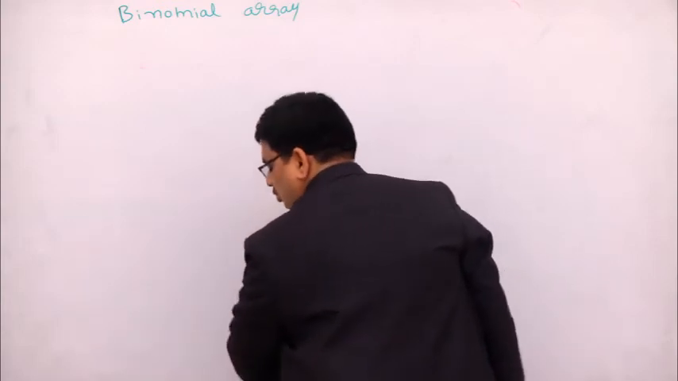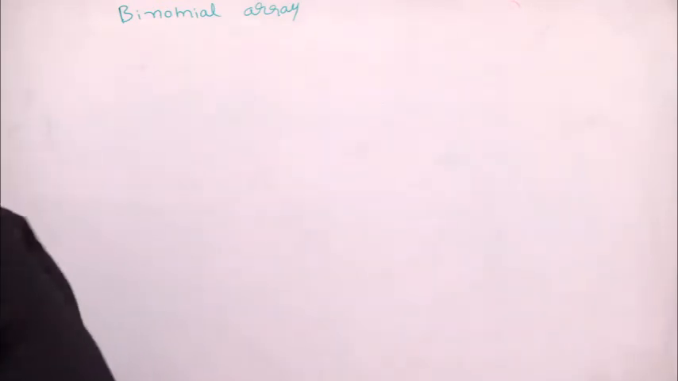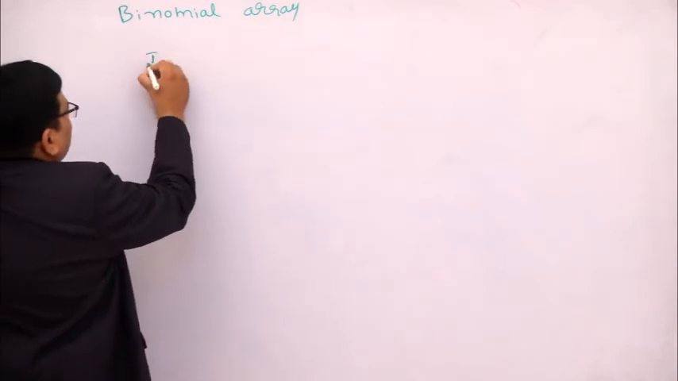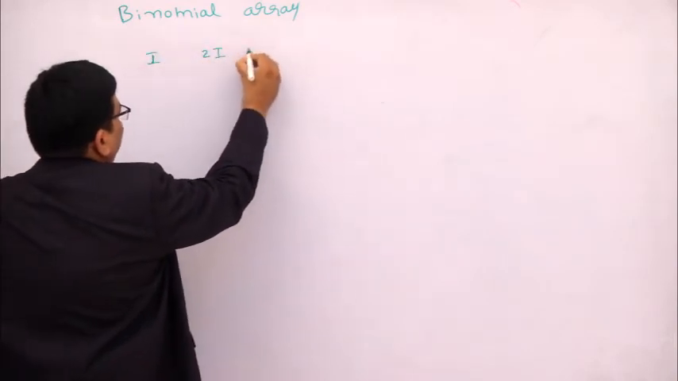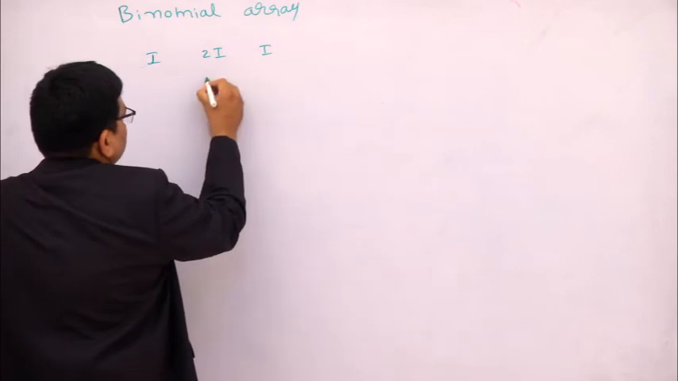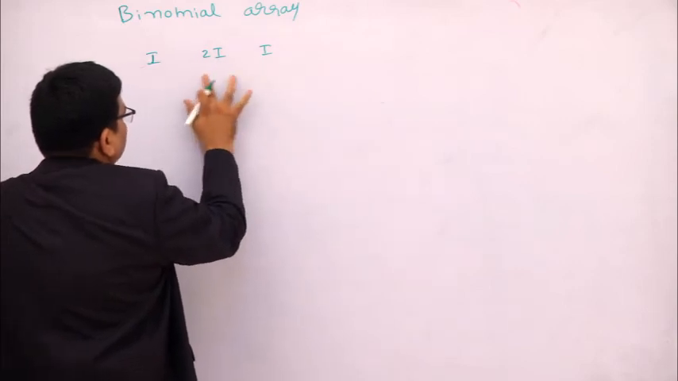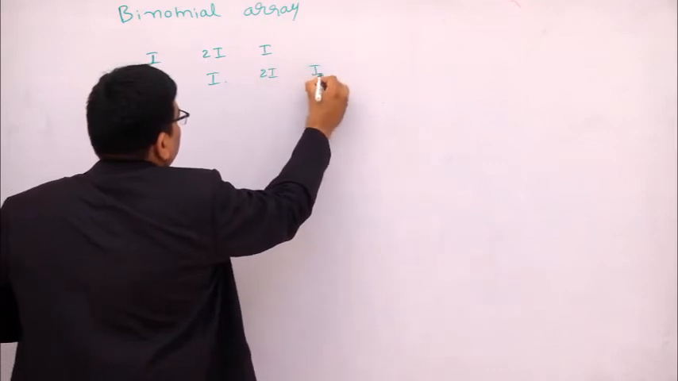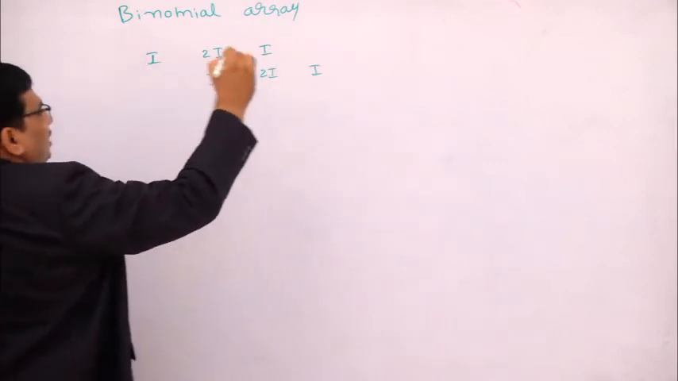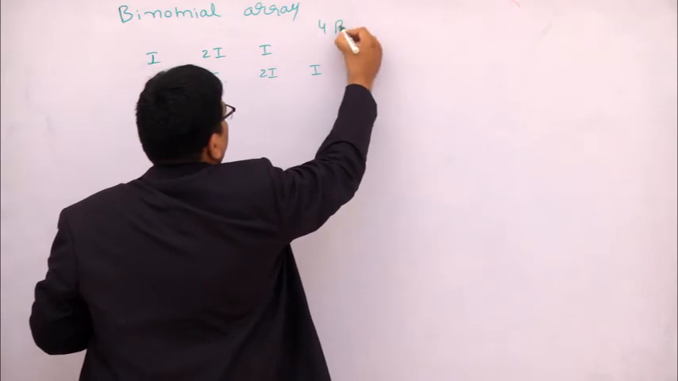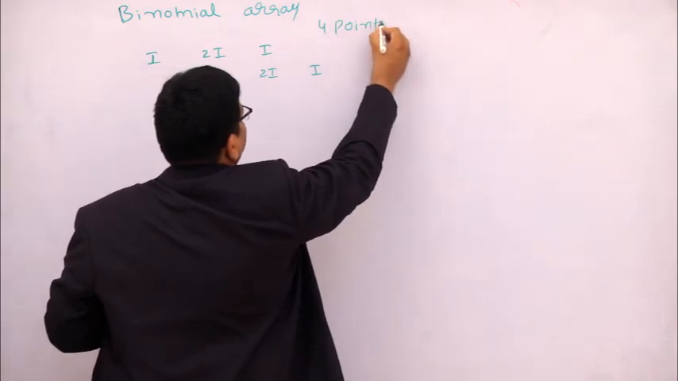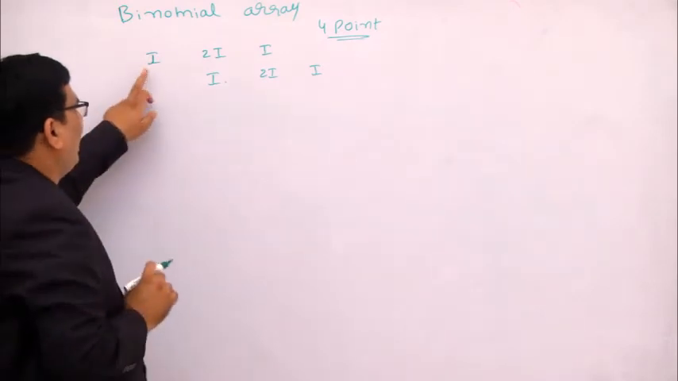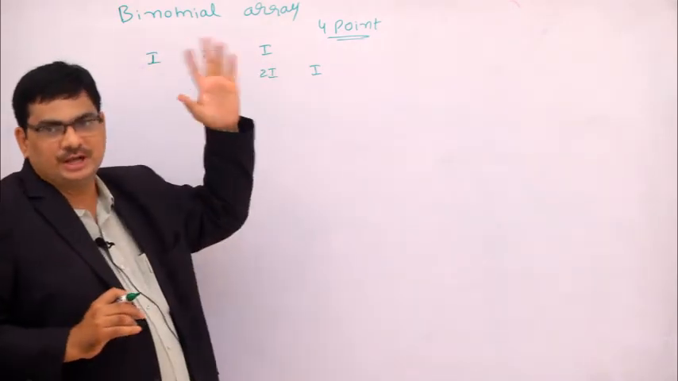Now we are moving to another example. Here we are taking the same I, 2I, I elements, and here also 2I and I. So this is a binomial array for a 4-point source, a 4-point array. How will we find the radiation pattern? So I, 2I, I for the 3 element array.